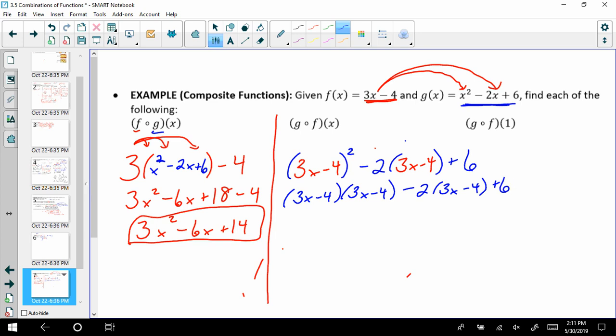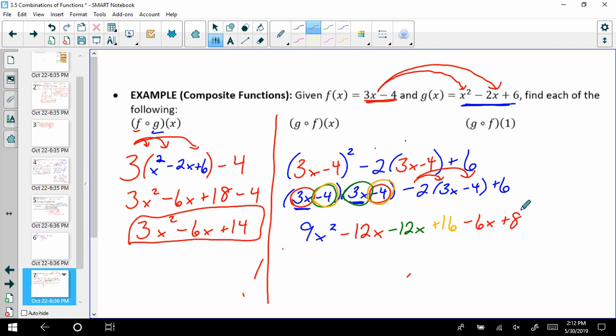So we're going to have to FOIL. First times first, 3x times 3x, 9x squared. Outer times outer, 3x times negative 4, negative 12x. Inner times inner, another negative 12x. And last times last, negative 4 times negative 4, 16. Next set, I'm going to distribute my negative 2. And then don't forget about the plus 6 at the very end.